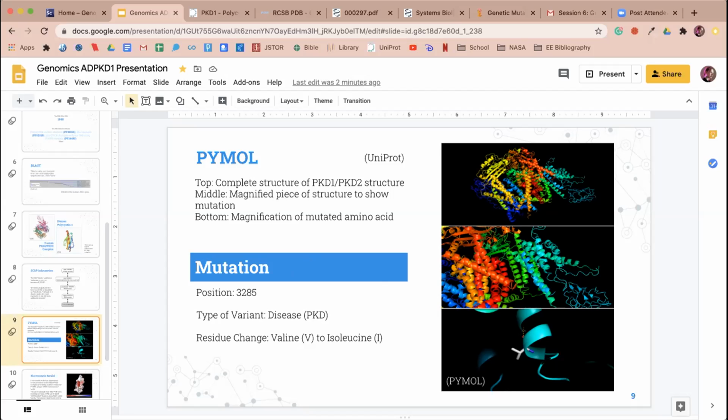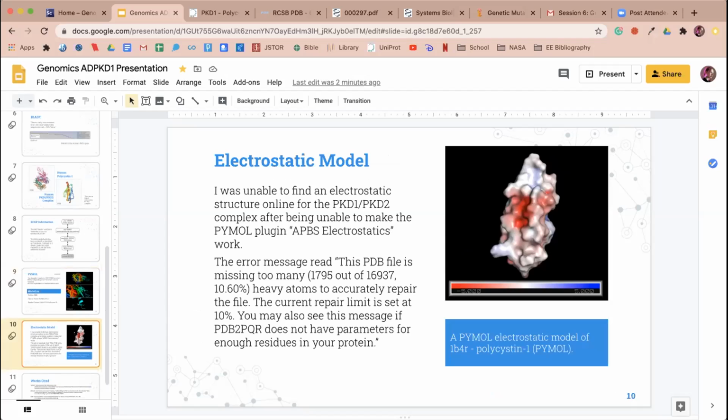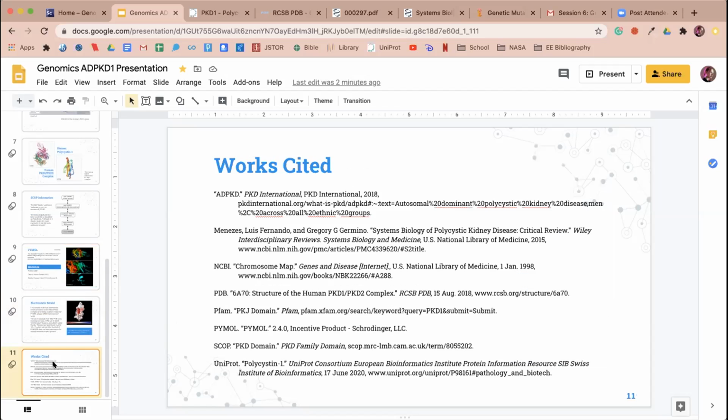This is the whole molecule up here, and the mutation is over here, as you can see in this more zoomed in image. And then finally down here, I couldn't find an electrostatic model for the complex PKD1, PKD2, but this is an electrostatic model of 1B4R, which is polycystin 1, the protein produced. And these are all the works I cited in this presentation. There were a lot because it was really hard to find information.